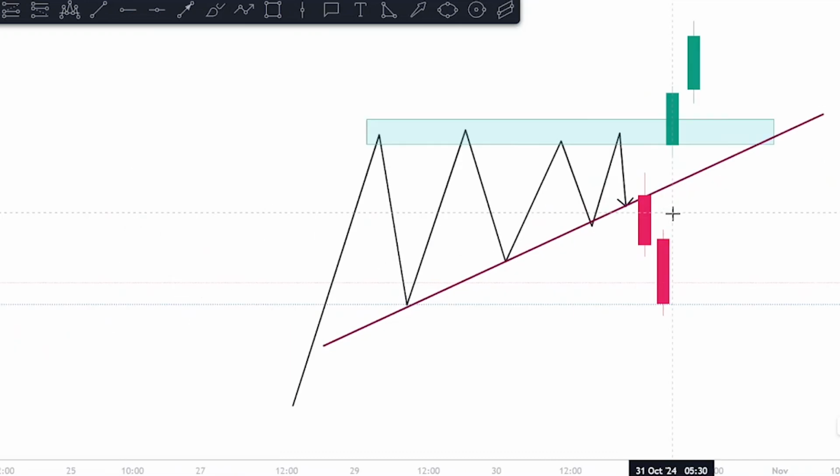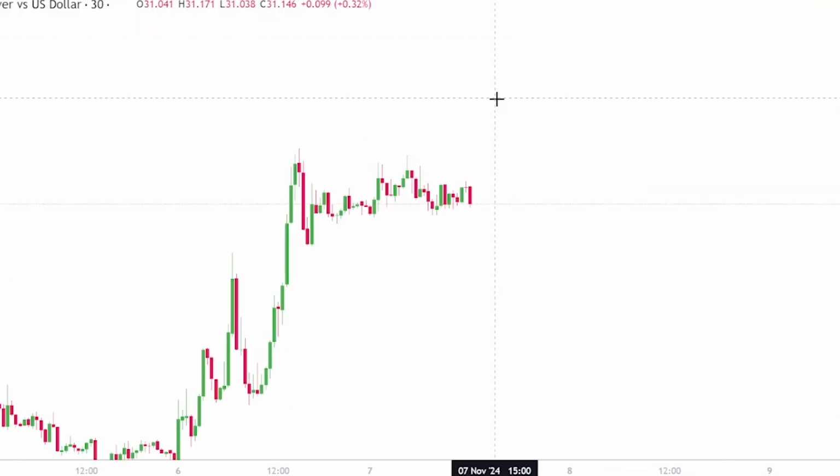So now we are moving to the chart to take some examples to make sure that we are going to be mastering how to take a buy or sell with this chart pattern in the market.